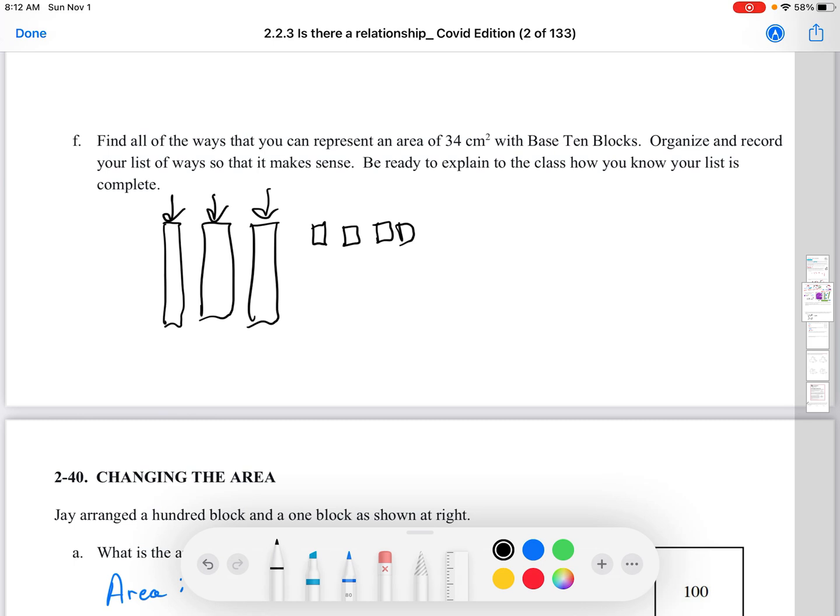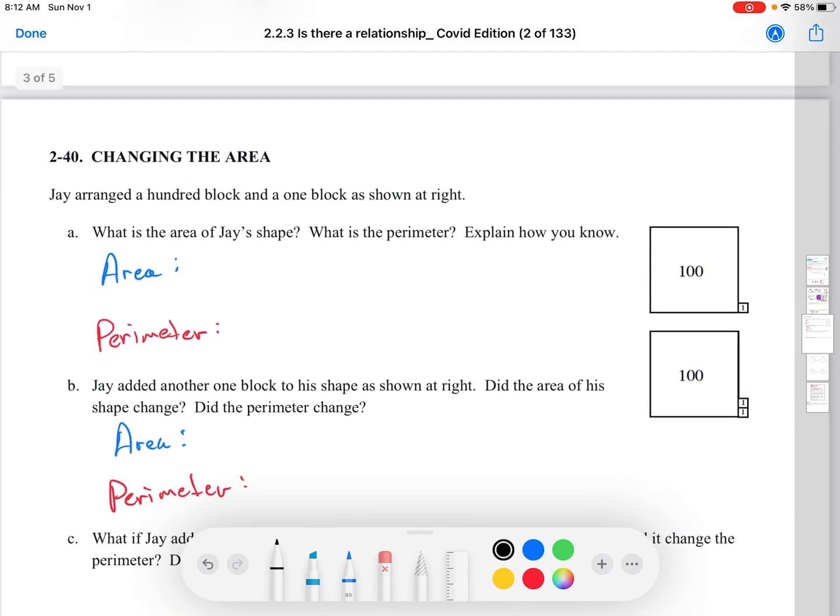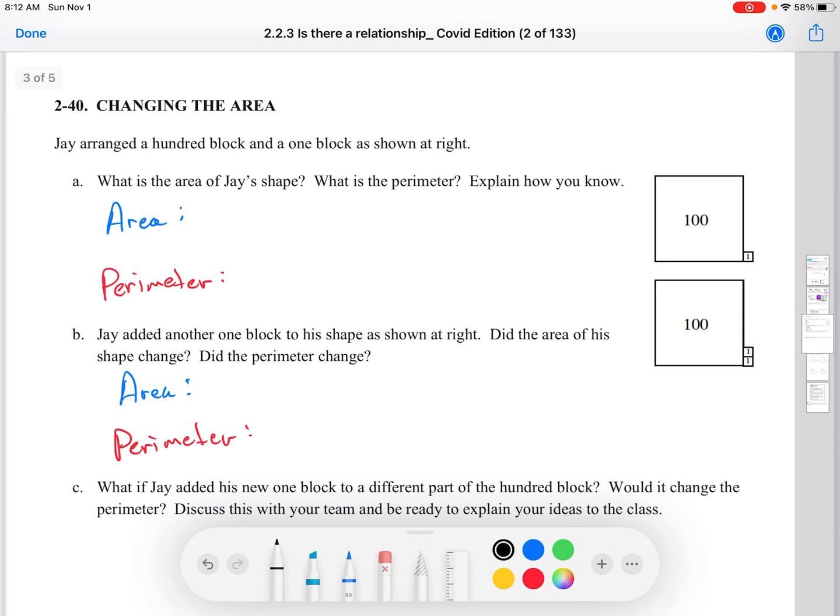Okay? All right, be ready. No explanation to the class in this one. All right, so now let's move into arranging a 100 block and a 1 block as shown to the right. What is the area of J's shape?